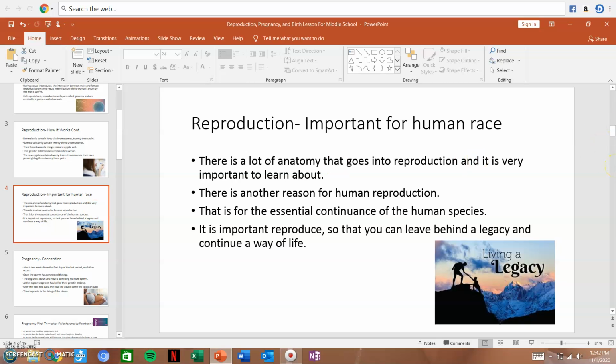Reproduction is also important for the human race. There is a lot of anatomy that goes into reproduction and is very important to learn. However, there is another reason to learn about human reproduction, and that is it is essential for the human species to continue their way of life, and reproduction is also important if you want to leave behind a legacy.